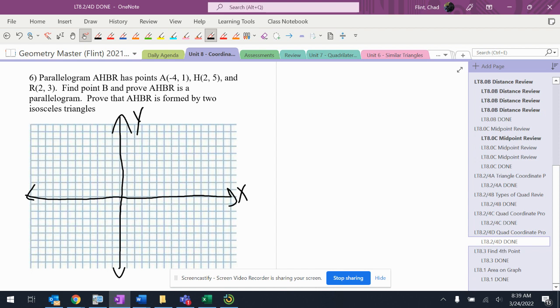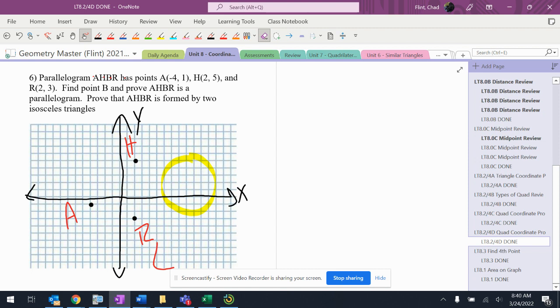So we've got A is (1, 1), (2, 3), (4, negative 1). B is (1, 2), (1, 2), (3, 4, 5). R is (1, 2), (1, 2, 3). And it says find point B. So this is A, this is H, this is R. So it says AHRB. So AHRB would go in that order right there. So I like to do this, and you'll see this when we start that. B is out there someplace.